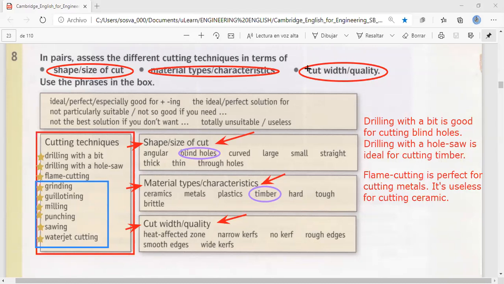You can see that you have some phrases like ideal, perfect, especially good for, and then the -ing form: especially good for cutting. Or it's the ideal or the perfect solution for this. Or it's not particularly suitable, it's not so good if you need to cut this. Maybe it's not the best solution if you want to. Or it's totally unsuitable, useless, and stuff like that. So these are the phrases that you can use to write down the descriptions of the cutting techniques.